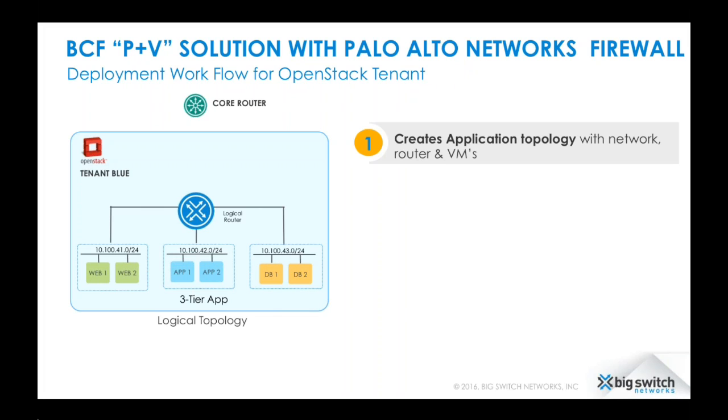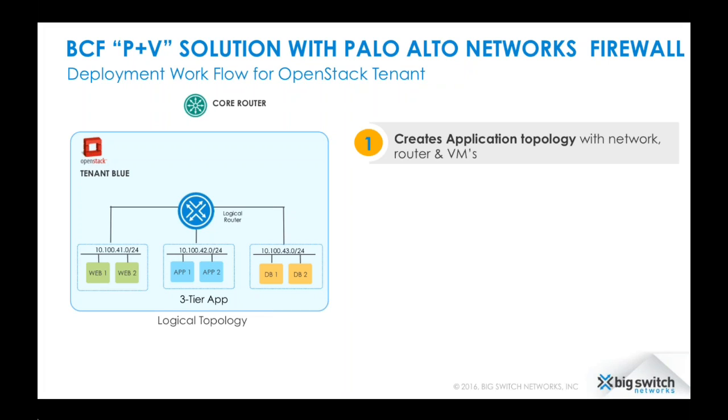First thing first, the tenant logs into the OpenStack dashboard and creates the application topology, which essentially consists of network, routers, and the VM. I have a 3-tier app deployed for this particular demo. At this point, as a tenant, for internal traffic, intra-tenant routing, the logical router is used, which is implemented on Big Cloud Fabric virtual switches.